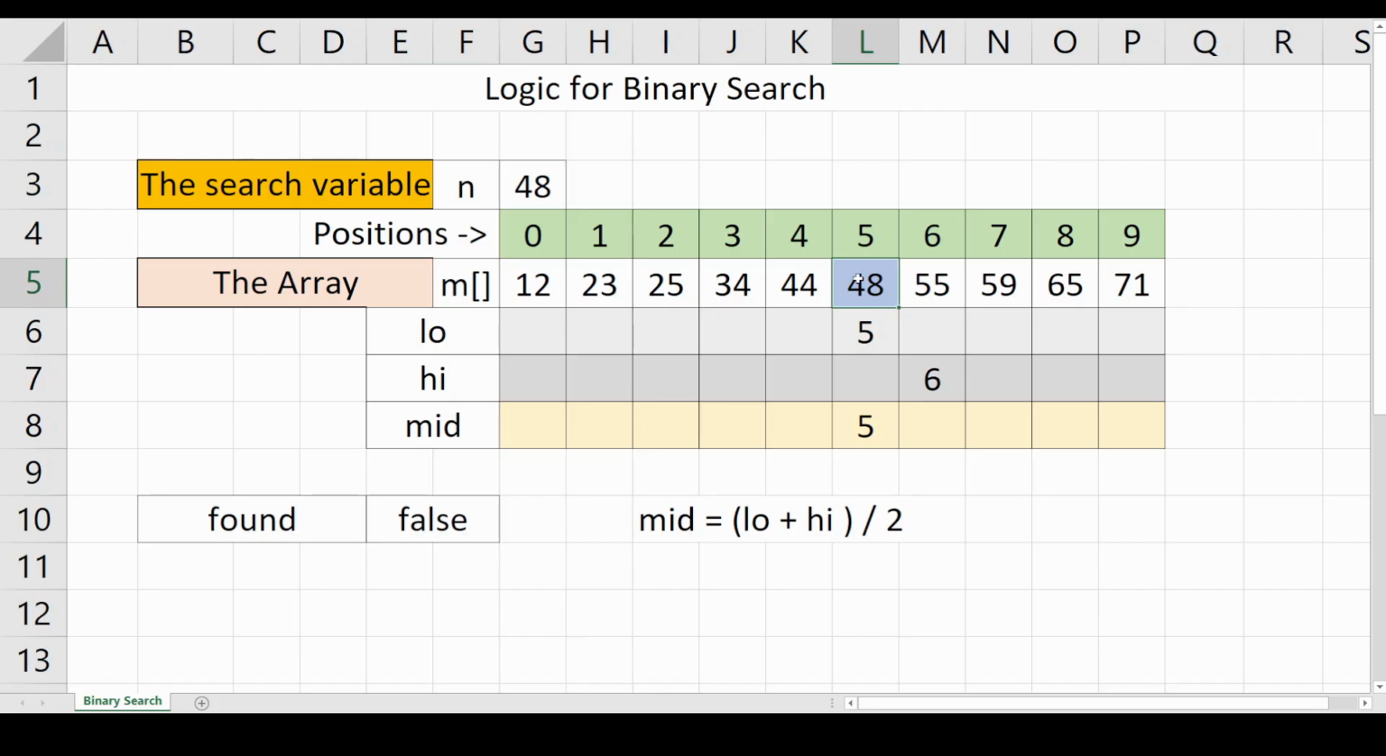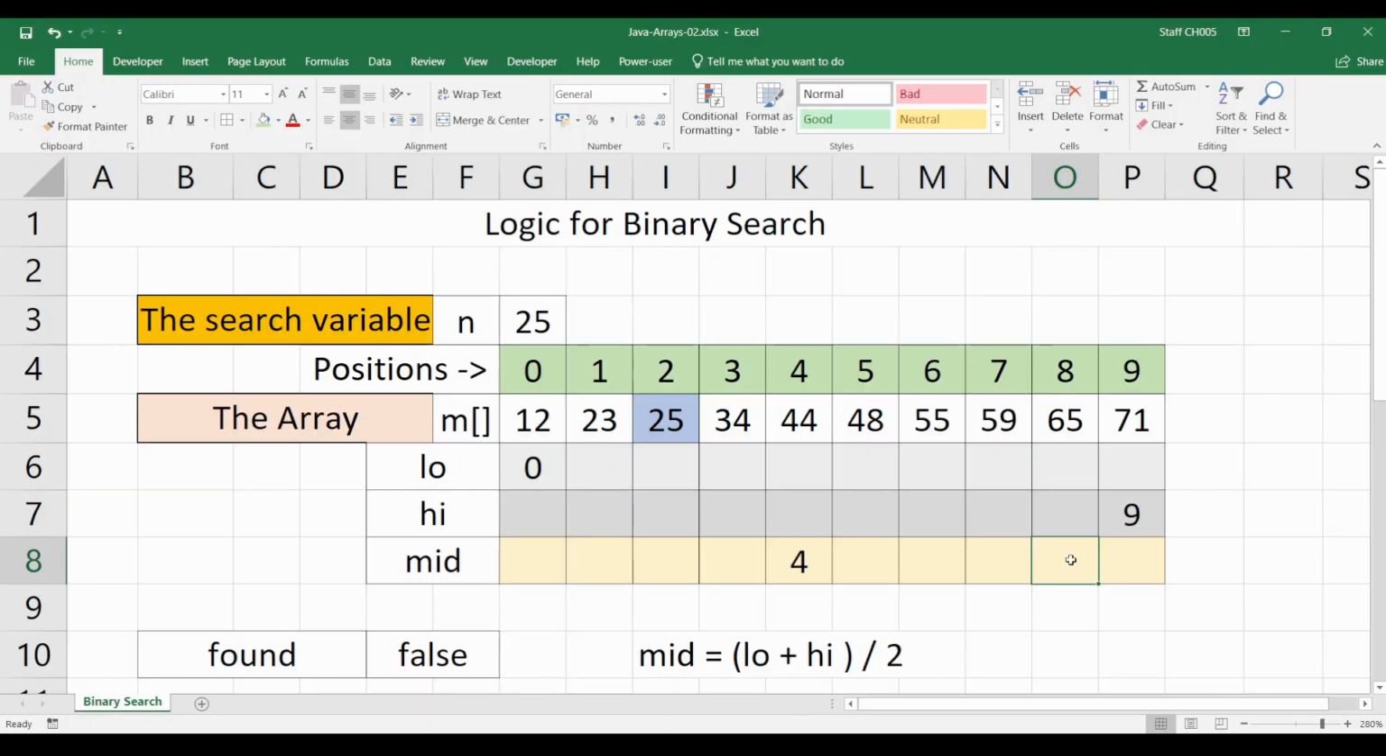Alright. I hope this part is clear. I'll just take another example. We shall start again. Now we have a number 25 that I'm looking for. The low and high and mid positions in the beginning are going to be 0 and 9, and mid is calculated as 4. Is this the value that I'm looking for?